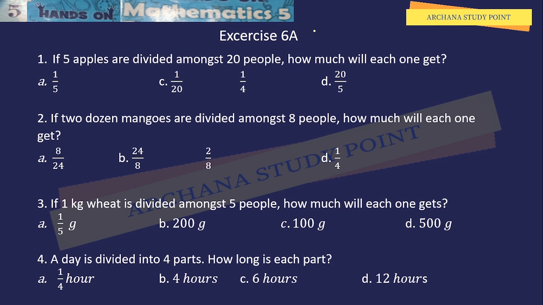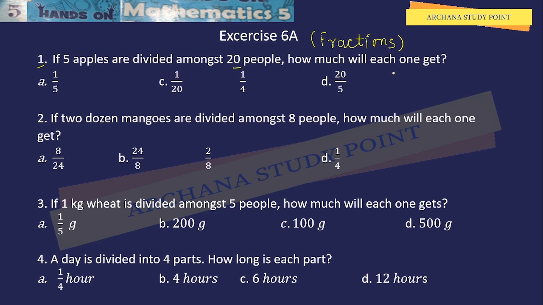Let's see the first question, and before we proceed to the questions, let me tell you this chapter is related to fractions. Now, the first question says: if 5 apples are divided amongst 20 people, how much will each one get? We have got 4 options over here and we have to choose the correct option.